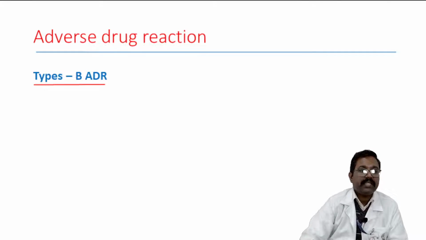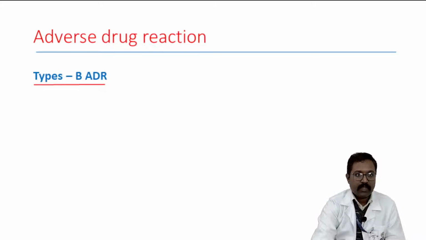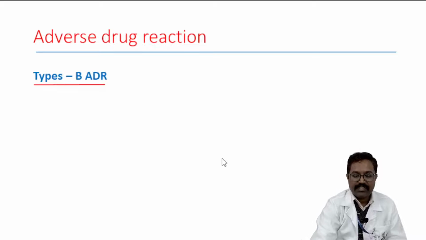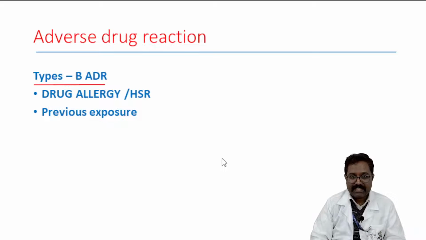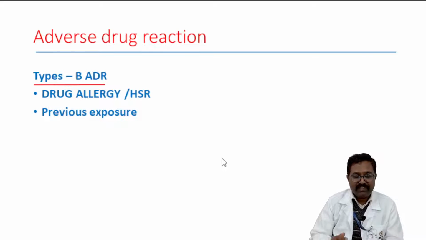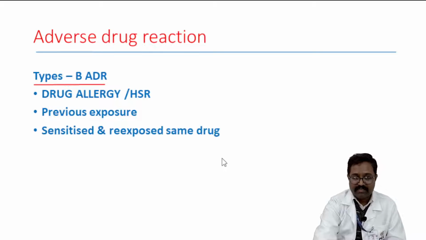Next we have type B adverse drug reactions. So in case of type B adverse drug reactions, we have drug allergy or hypersensitivity reactions. As we discussed, it is one of the types of type B adverse drug reaction. So whenever you think of hypersensitivity reaction, it comes under type B adverse drug reaction. So when do we call it an adverse drug allergy or hypersensitivity reaction?